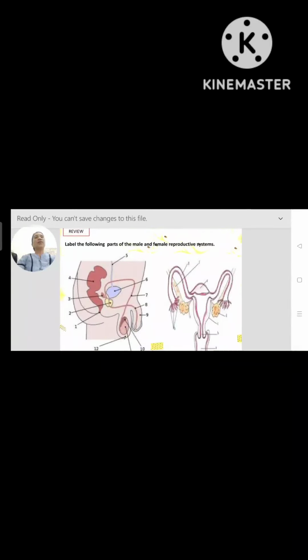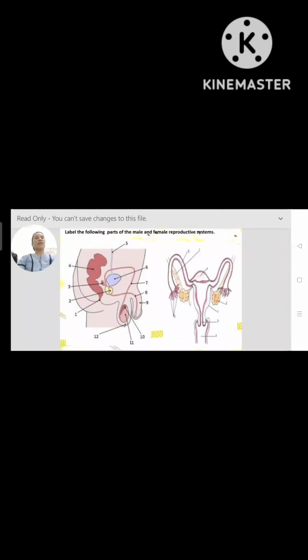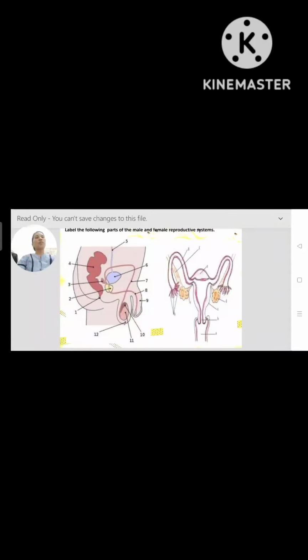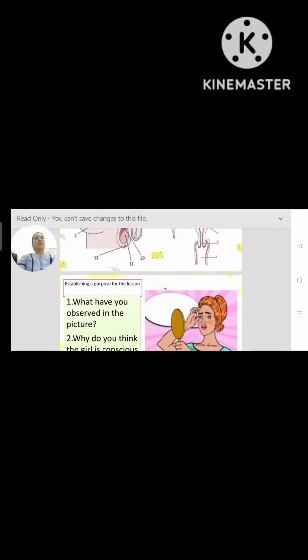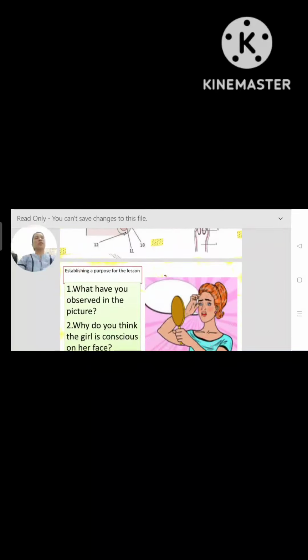As you remember, label the following parts of the male and female reproductive system. I hope that you can remember all of these. So let's establish a purpose for the lesson.